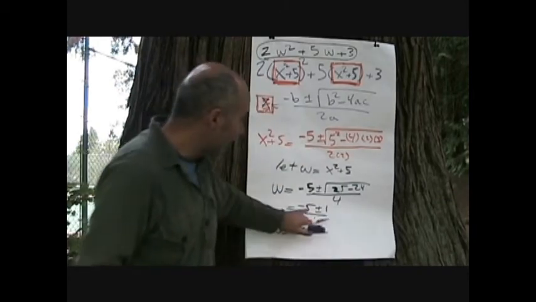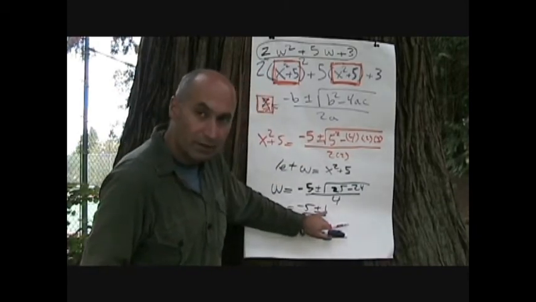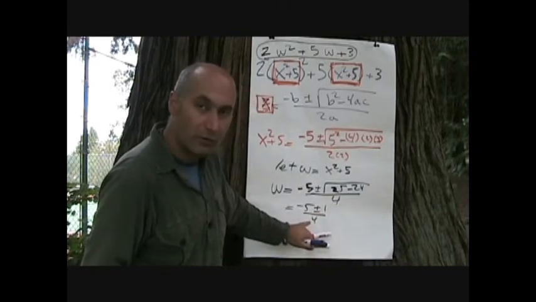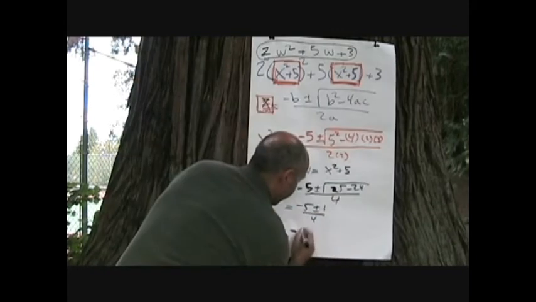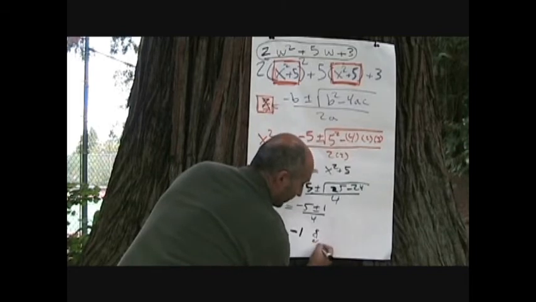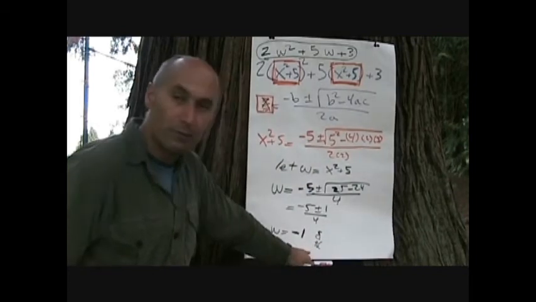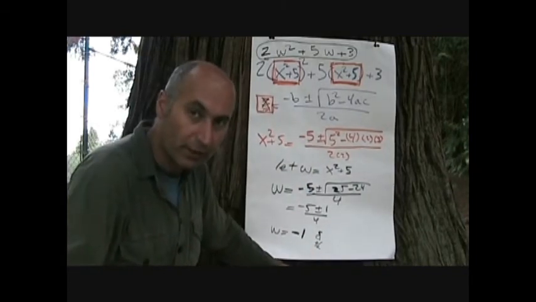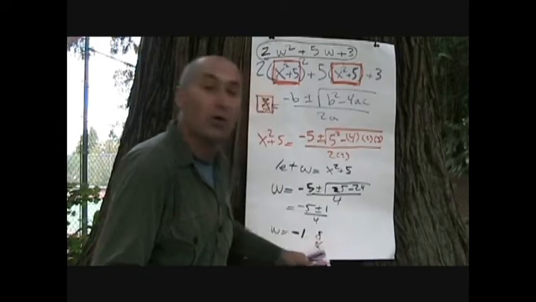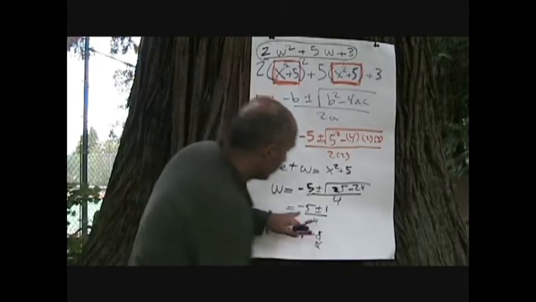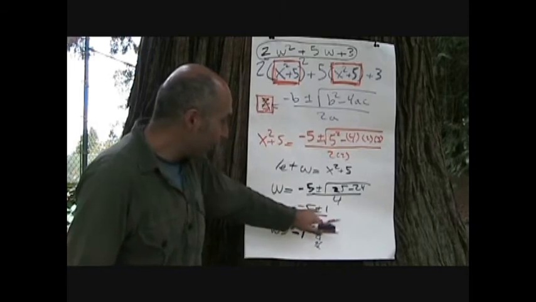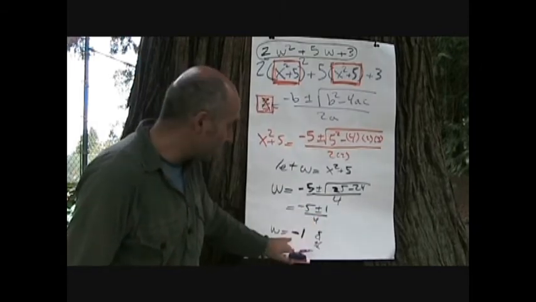W is going to be negative 5 plus 1, which is negative 4, divided by 4, which is negative 1. And or, if you want to think about it, it's an or, but it's an inclusive or, okay? So it's this, or that, or both, okay? So negative 5 plus 1 was negative 4, divided by 4 is negative 1.